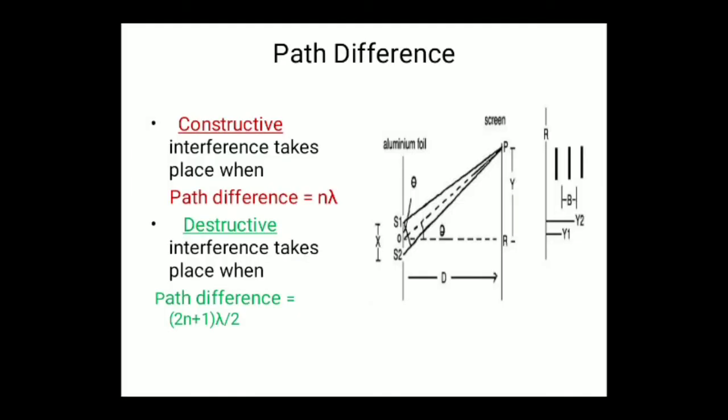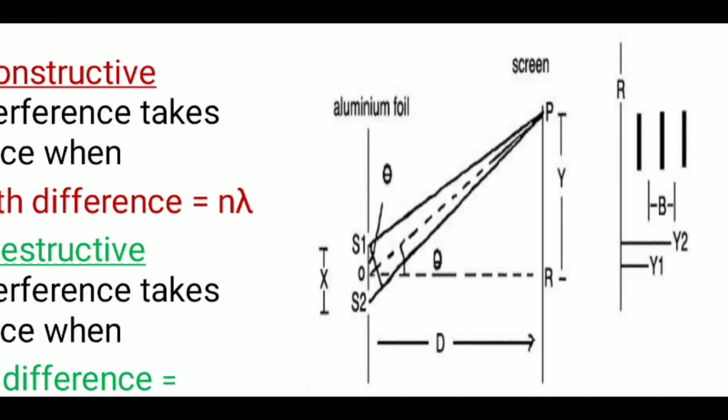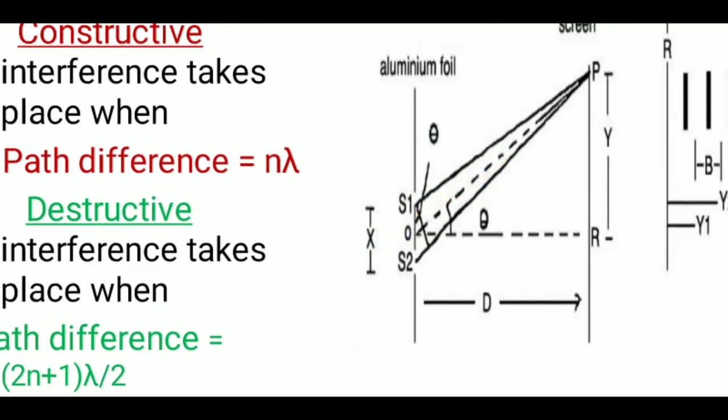This diagram explains the condition for constructive and destructive interference. Here, S1 and S2 are two coherent sources. P is a point on the screen. S1P and S2P are the paths travelled by the two waves, and S2P minus S1P is the path difference between the two.